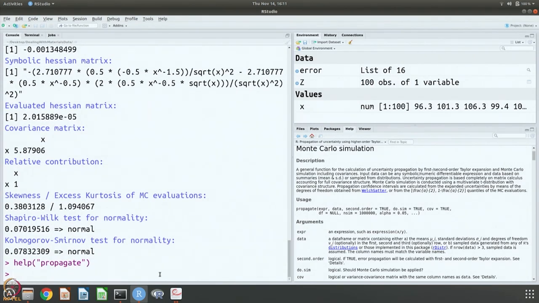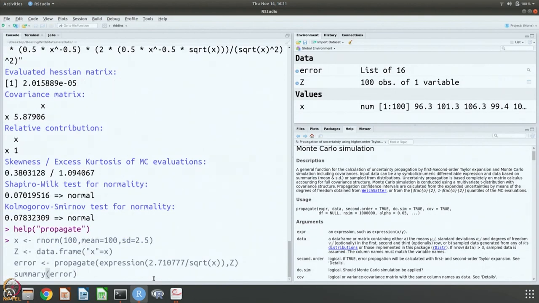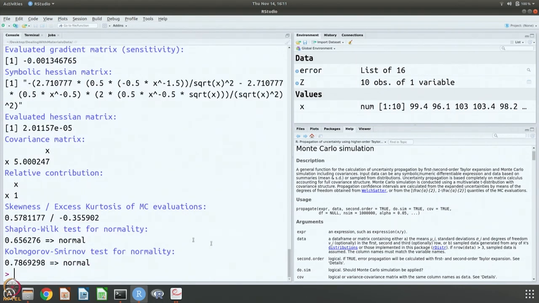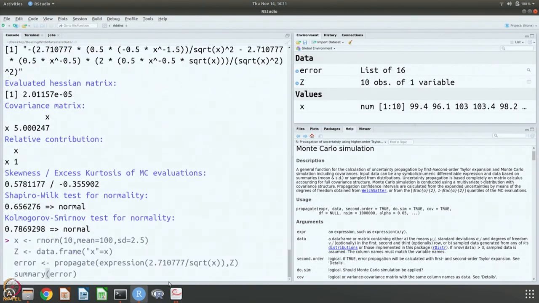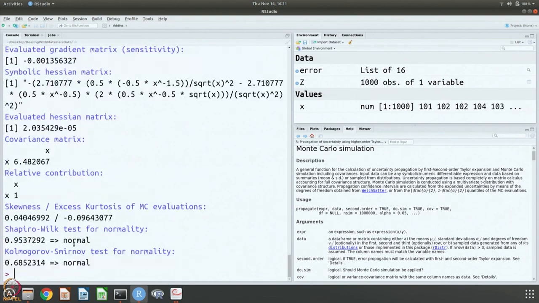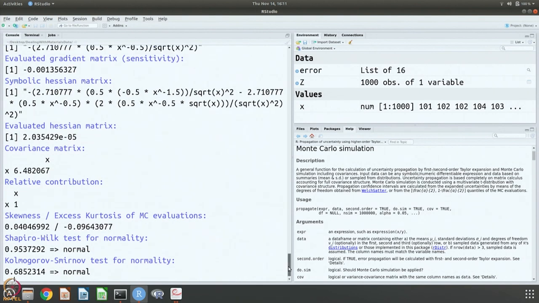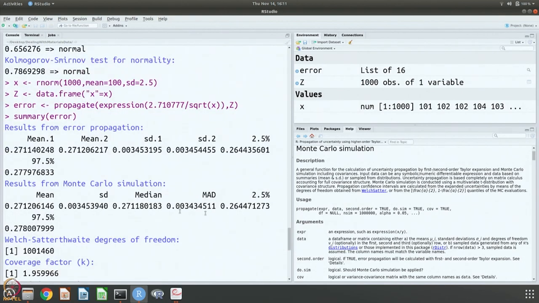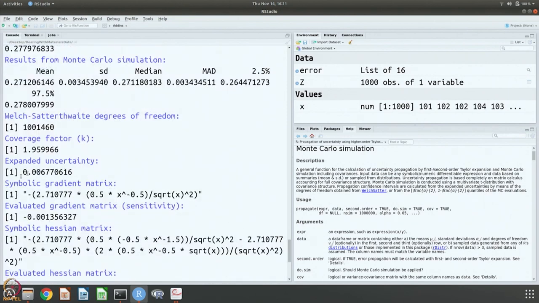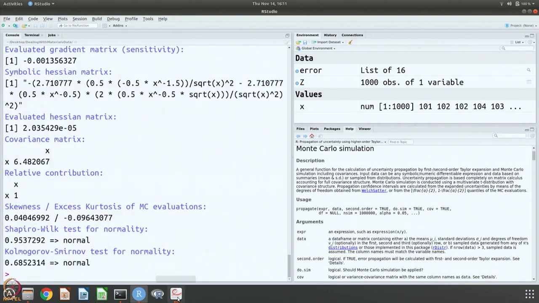Of course, you can also change things. Let us say that we change the rnorm to be 10. What do you see? And you can change it to be 1000, and what do you see? Okay, so as you increase the number of data points, there is no change in these values. It still remains 0.27, and the uncertainty still remains at 0.007. So this is a way of doing the analysis.